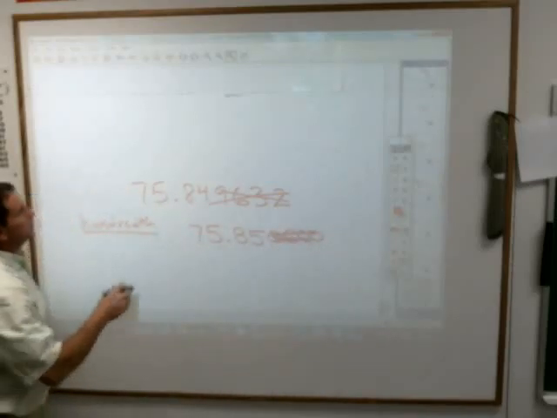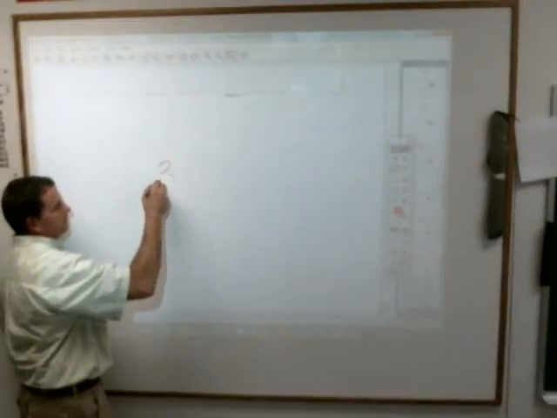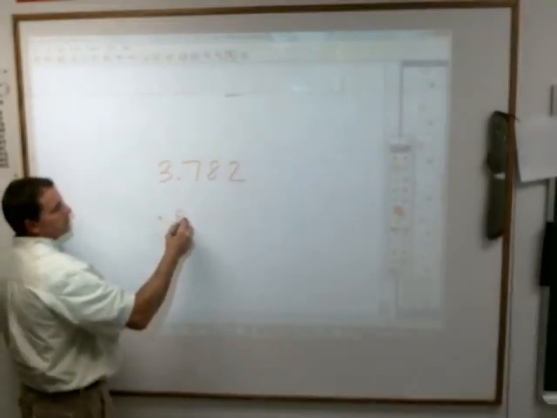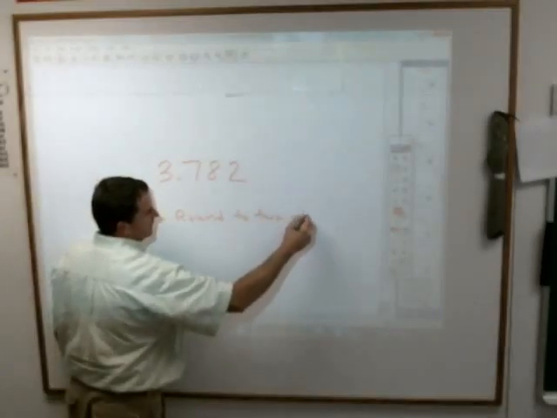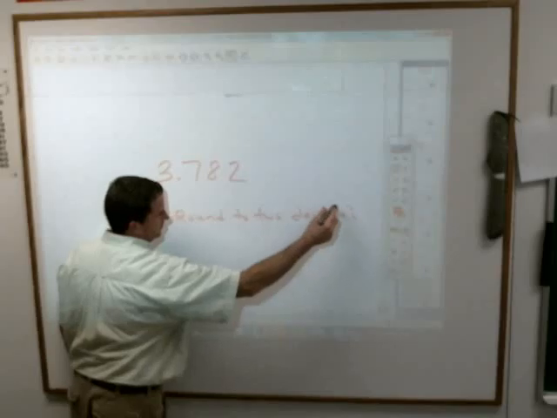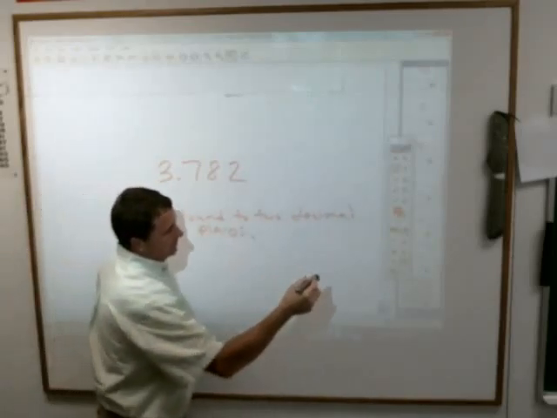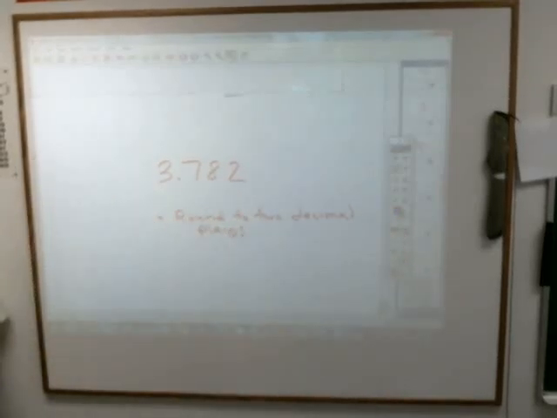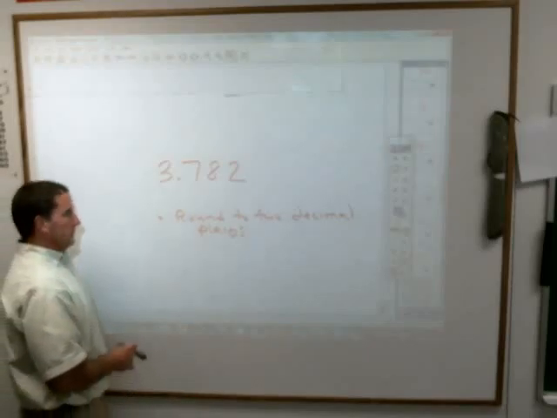The other thing about decimals is this, make sure you write this down. Let's say I've got 3.782, and it says round to 2 decimal places. People get confused with this, and it's too easy to be confused. What in the world do they mean when they say 2 decimal places? Peter, what do you think? 2 numbers after the decimal point.